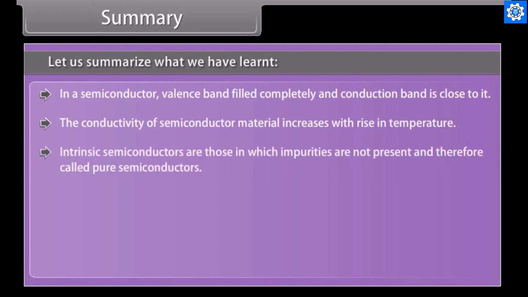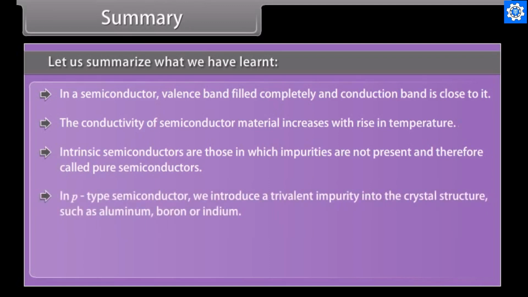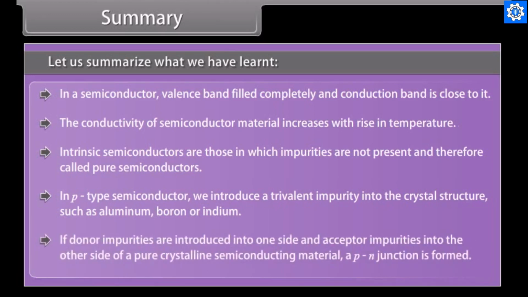Intrinsic semiconductors are those in which impurities are not present and therefore are called pure semiconductors. In a p-type semiconductor, we introduce a trivalent impurity to the crystal structure, such as aluminium, boron or indium. If donor impurities are introduced into one side and acceptor impurities into the other side of a pure crystalline semiconducting material, a p-n junction is formed.